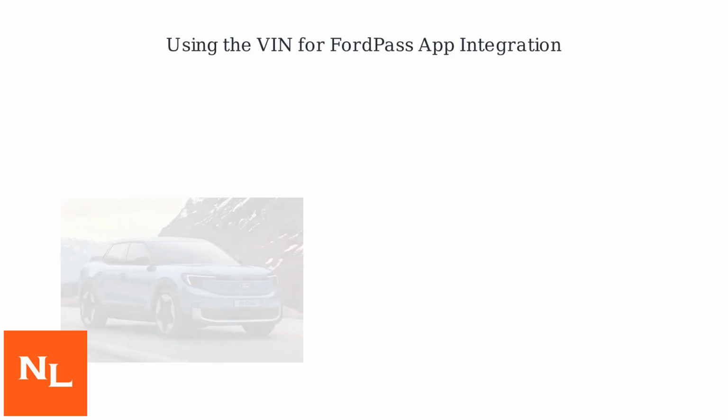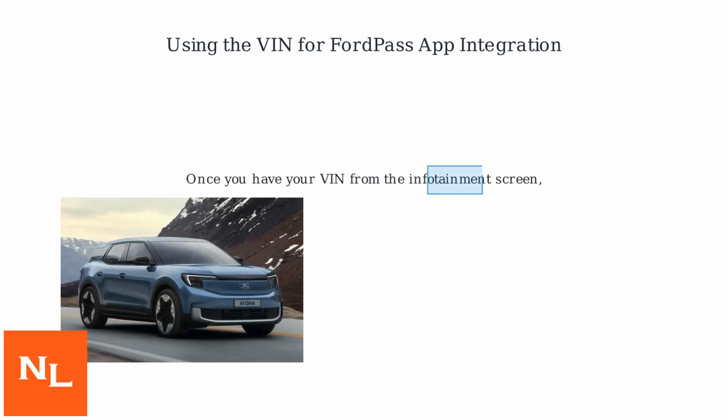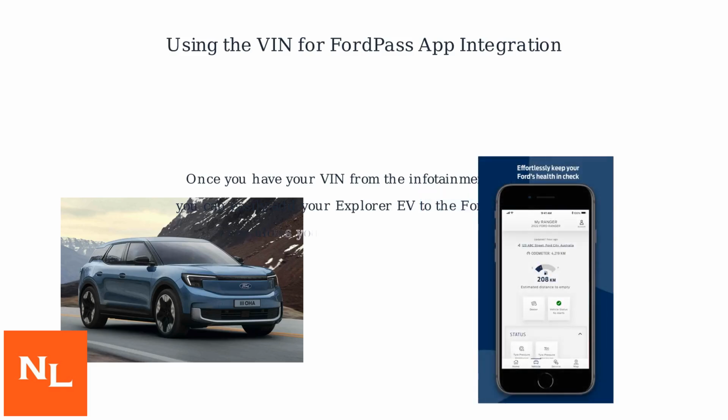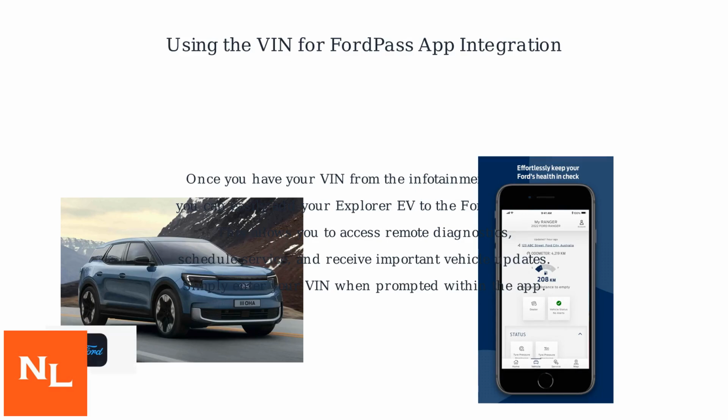Once you have your VIN from the infotainment screen, you can easily add your Explorer EV to the FordPass app. This allows you to access remote diagnostics, schedule service, and receive important vehicle updates. Simply enter your VIN when prompted within the app.